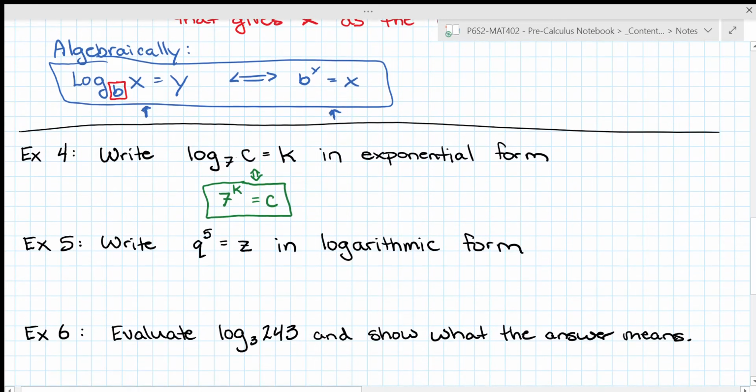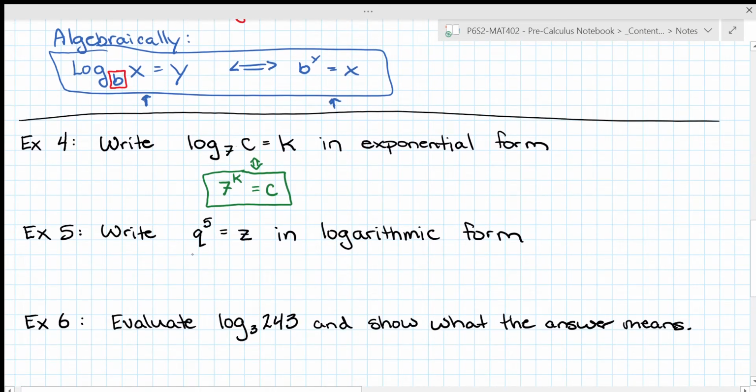Right? Down here, it says write this. Here, this is given in exponential form. If I wanted to change that to logarithmic form, I have the log base something of something equals some third thing. I just need to rearrange this.